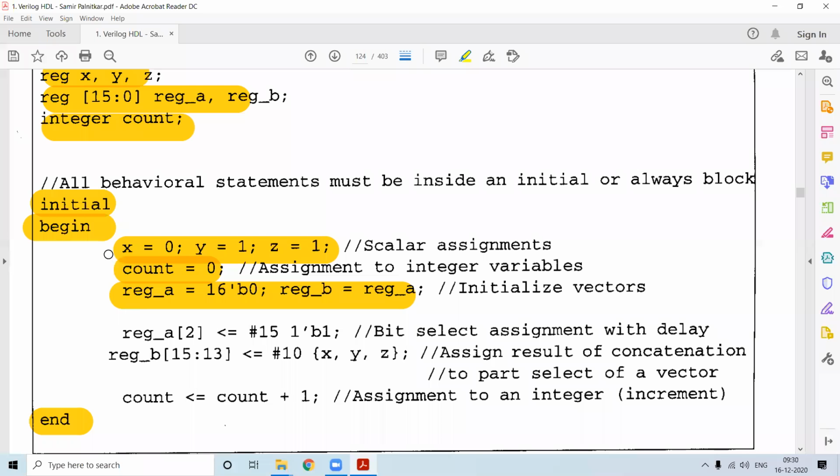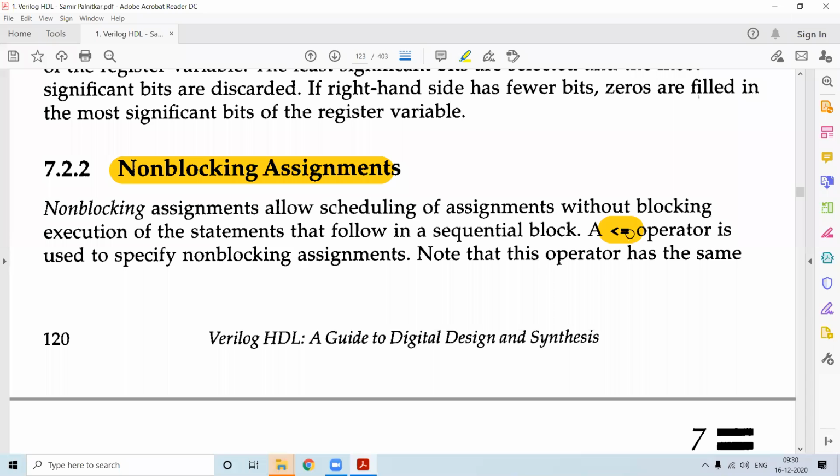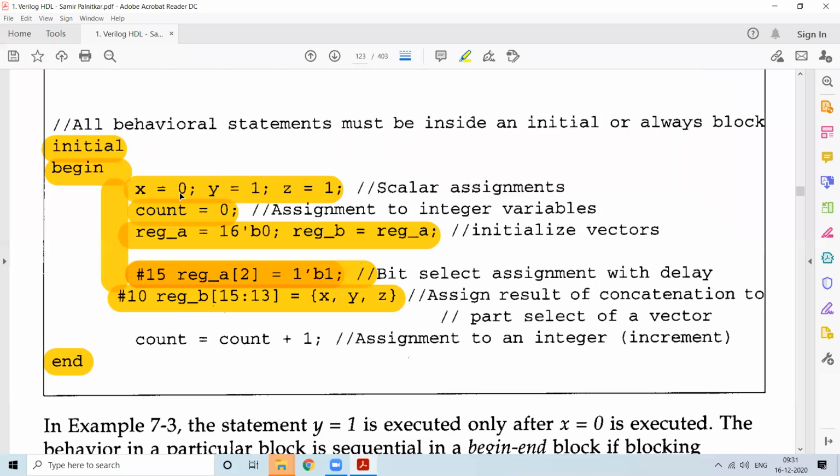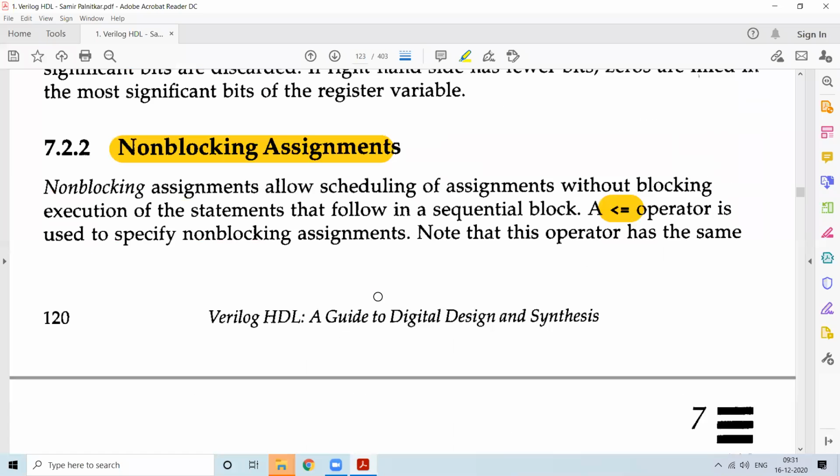So I was explaining about non-blocking assignments. In this, we make use of the less than or equal to operator for assignment. As happens in blocking assignments, here y's assignment is blocked by x, so once x is assigned, only then does the next statement go ahead. Such a thing doesn't happen here. All can be independently assigned without having a dependency on the previous.